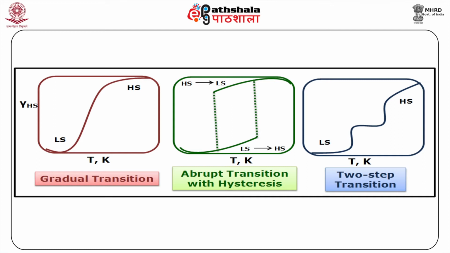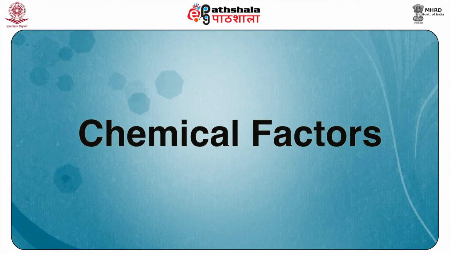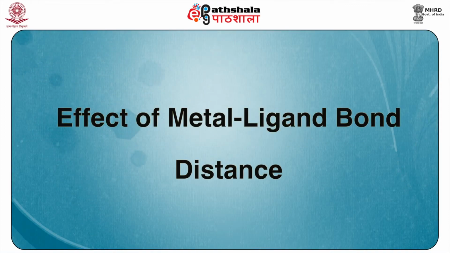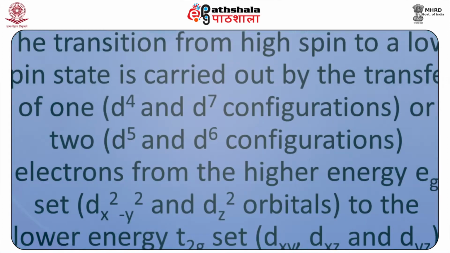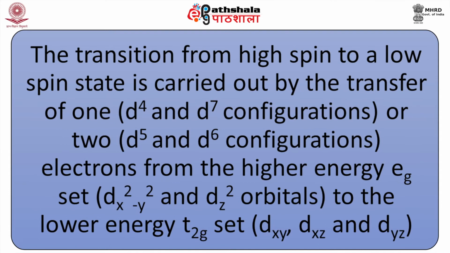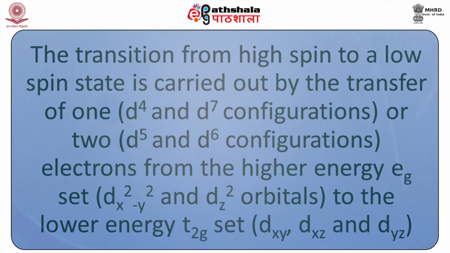Factors affecting spin crossover behavior. The crossover region is very sensitive to several factors. In the discussion that follows, we shall bring out the condition under which crossover occurs, chemical factors, and the effect of metal-ligand bond distance. The transition from high spin to low spin state is carried out by the transfer of one or two electrons from the higher energy eg set to the lower energy t2g set.